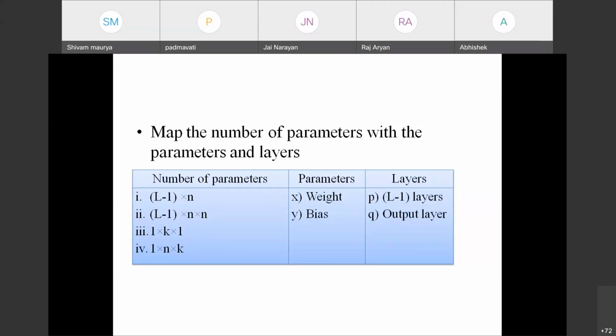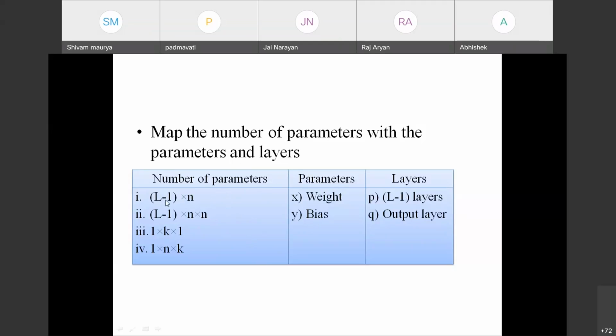Excuse me, ma'am. Ma'am, can you please solve an example for us? Because I'm not getting what we need to do here. Okay. I just wanted to map the number of parameters with the weights and parameters and layers. Let us take the first one. Let me solve the first one for you.